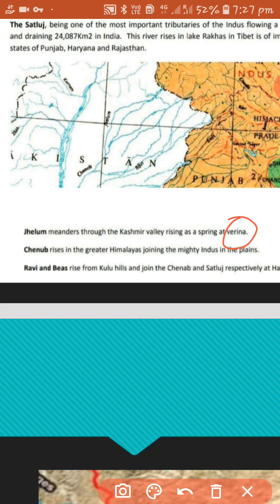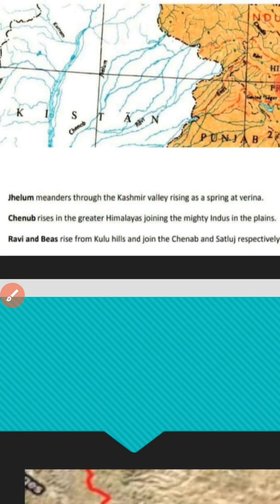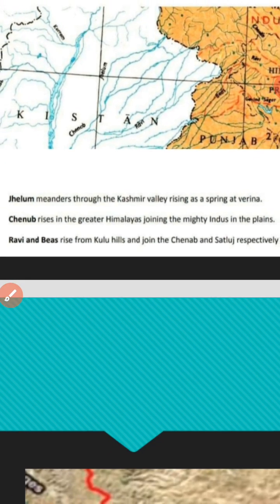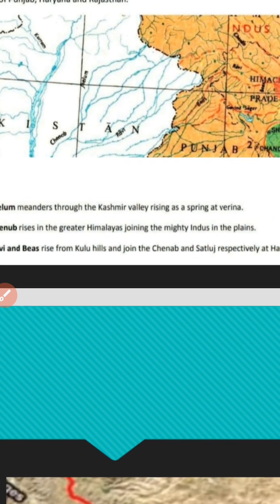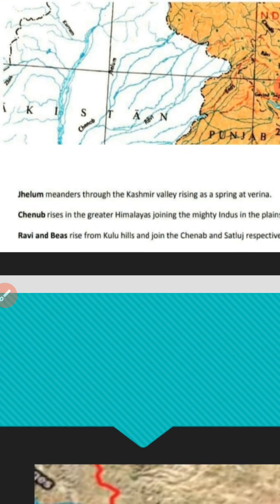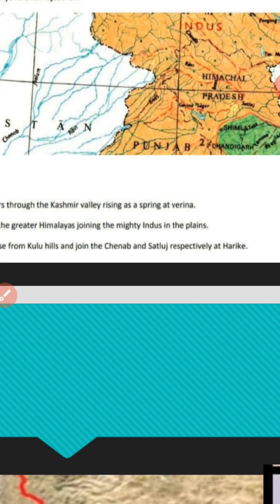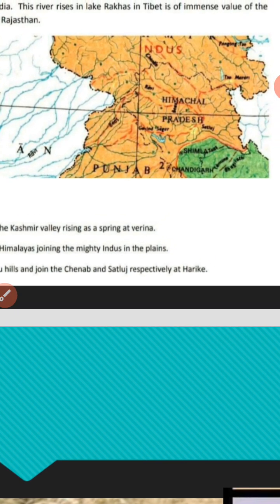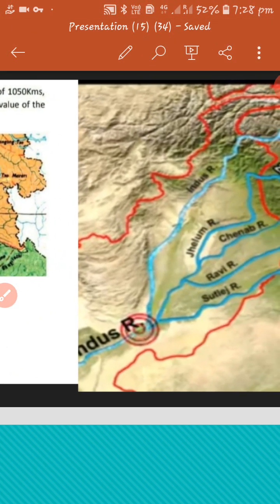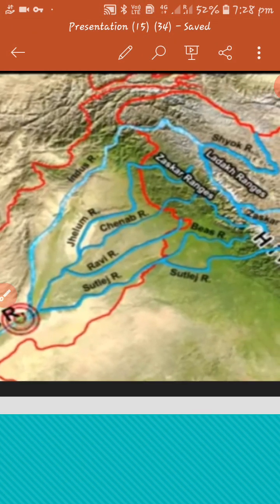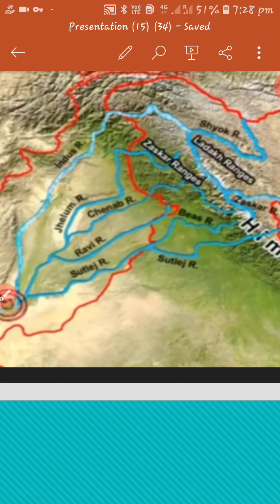The Chenab rises in the greater Himalayas and joins the mighty Indus in the plains. Ravi and Beas rise from the Kullu hills and join Chenab and Satluj respectively at Harike. These are the rivers: Jhelum, Chenab, Ravi, Satluj and Beas.